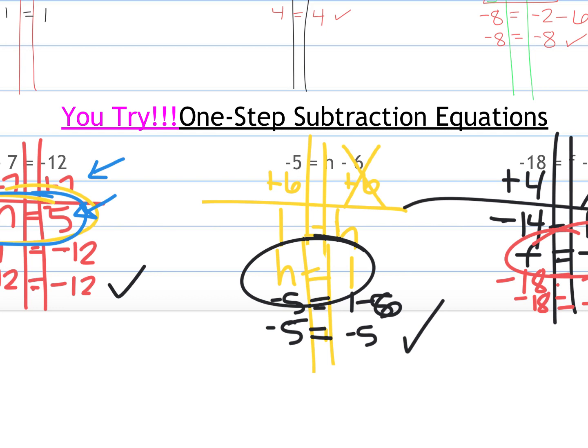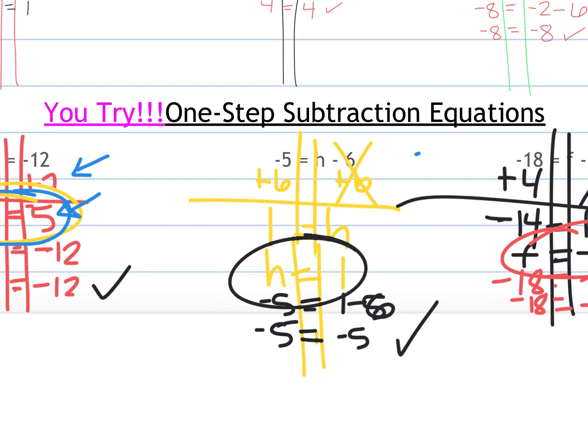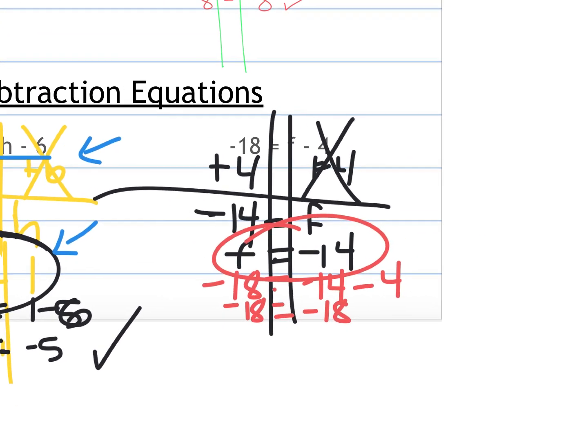-5 equals h minus 6. I'm going to add 6 to both sides. So then I get h equals 1. I flipped it around right here, and then I put 1 back into the equation, which was h minus 6. So 1 minus 6 does equal -5. So my answer then is h equals 1. And then -18 equals f minus 4. So I'm going to add 4 to both sides, and I get f equals -14. There's my checking. So that means I know I am good to go.